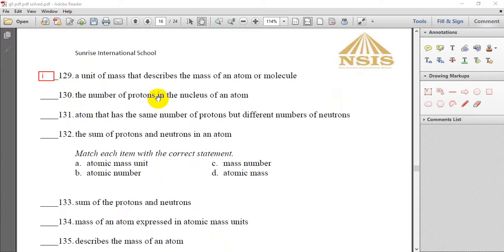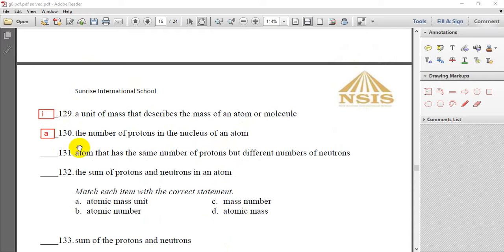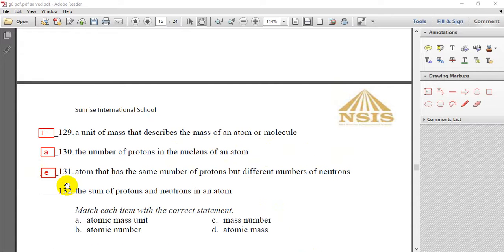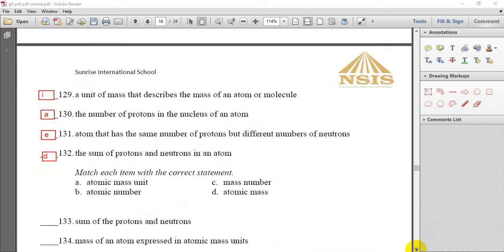130, the number of protons in the nucleus of an atom. Yes, the number of protons is called atomic number. Letter A. 131, atoms that have the same number of protons but a different number of neutrons. Yes, we call them isotopes. E. 132, the sum of protons and neutrons in an atom. Yes, we call it mass number. Next question.